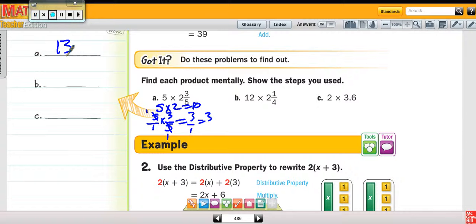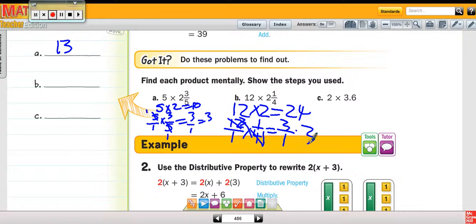Mia's going to show us. Okay, so for this you do 12 times 2, which is 24, and then you do 12 times 1/4, which you can cross cancel. This would make 1, that would be 3, which is 3 over 1, which would be just 3, and then you add 24 plus 3, which gets you 27. Very good. Letter C, Joey.